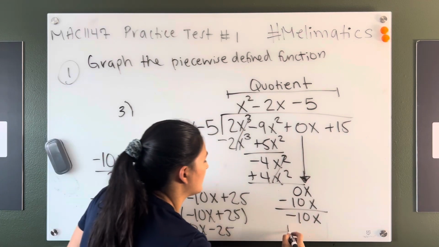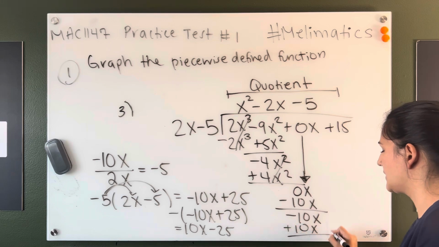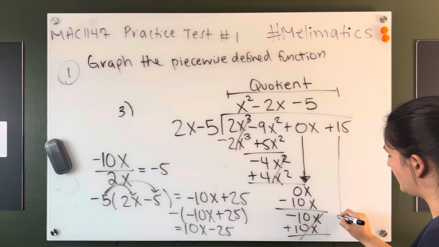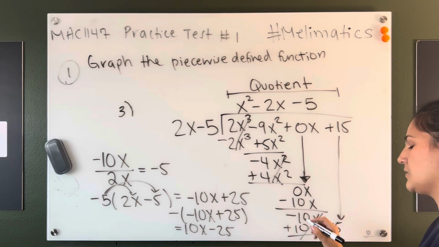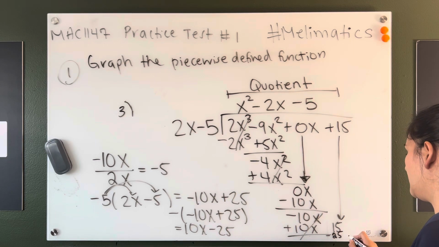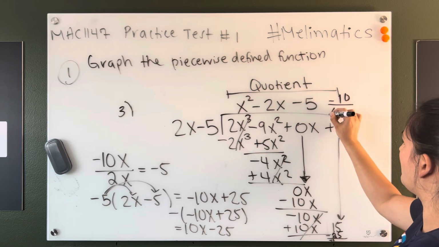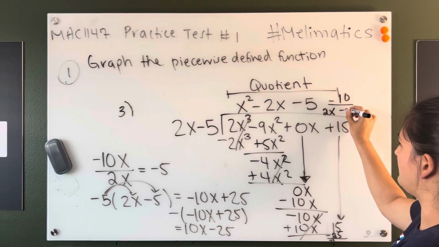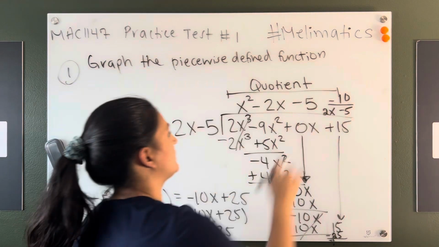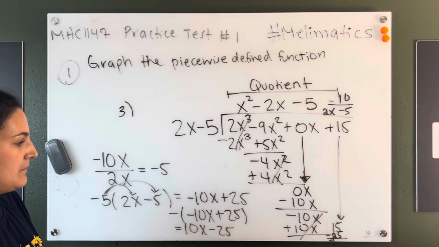Right, so if we add 10x here, I'll go this way so you can see. This is going to cancel, and then bring down the 15. You're going to subtract 25 from 15, which will leave us with a -10. Right, so we have a remainder of -10 over the divisor. Right, so this is our answer, our quotient. We got 3 full terms, and we have a remainder of -10 over the divisor.